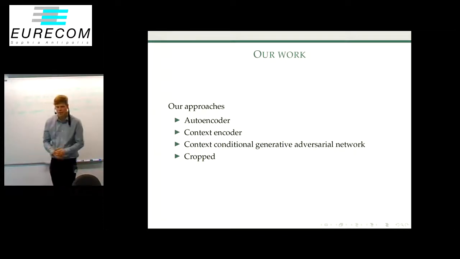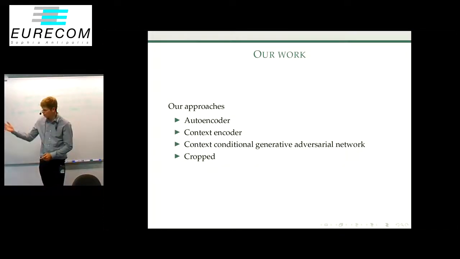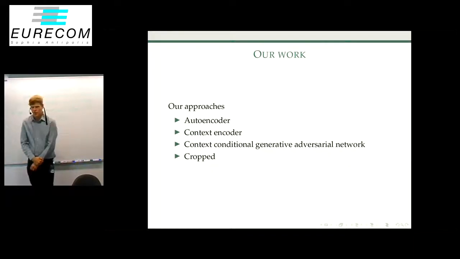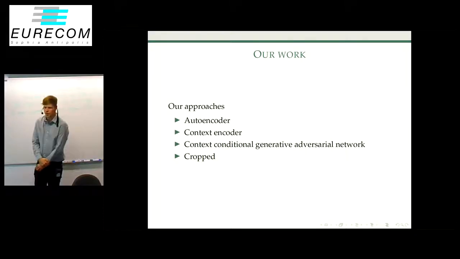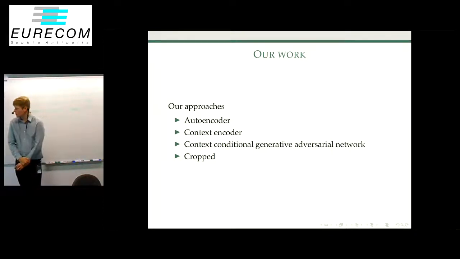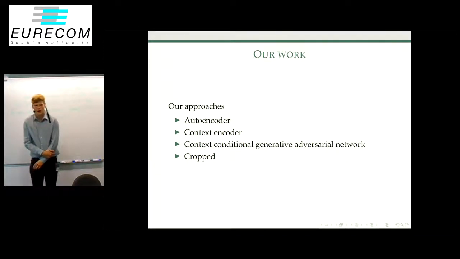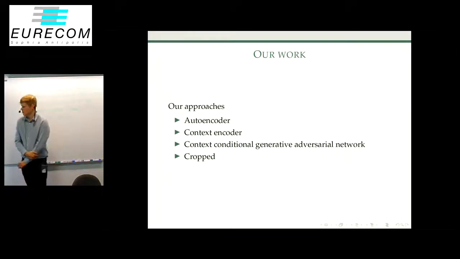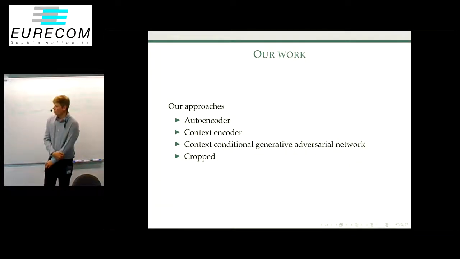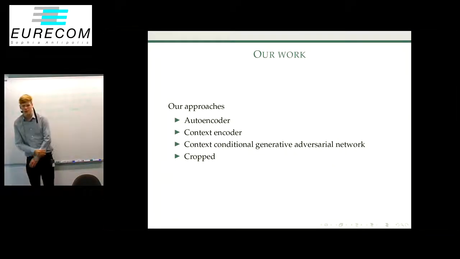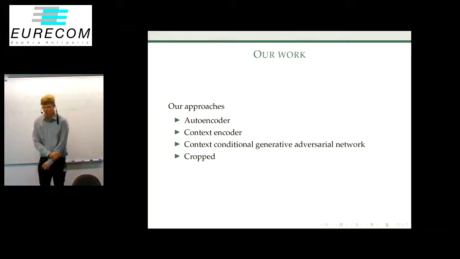First of all, we had a base case where we did nothing with the images. We just cropped, made the resolution the same as with the other methods, and then we had 4 different methods that we used when we classified with a transfer learning model. First one was an autoencoder, then a context encoder, a CCGAN is the next one, and the last one is nothing else than just cropping the images.